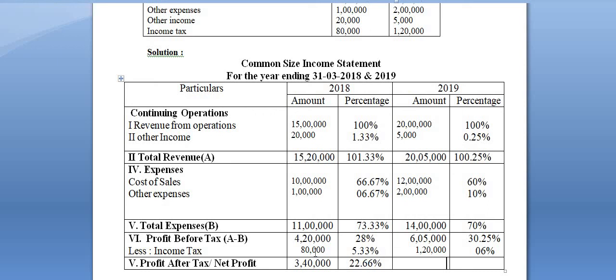Profit before tax for the year 2019 is 6,05,000. And income tax is 1,20,000. So 6,05,000 minus 1,20,000, balance is 4,85,000. So 4,85,000 divided by 20 lakh into 100 is equal to 24.25%. Okay. So this is the common size income statement.